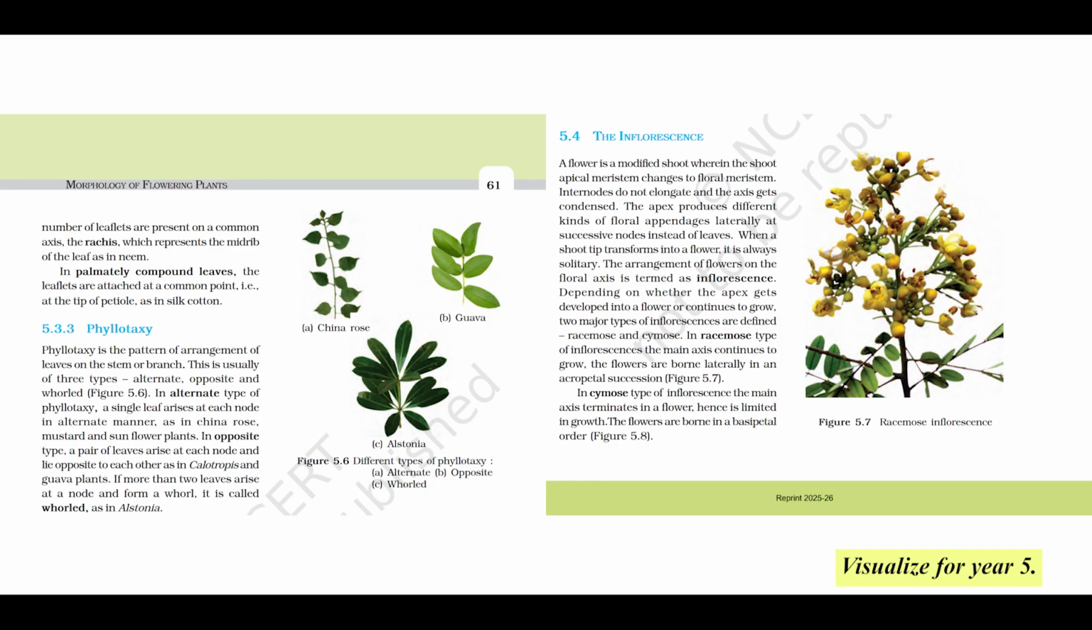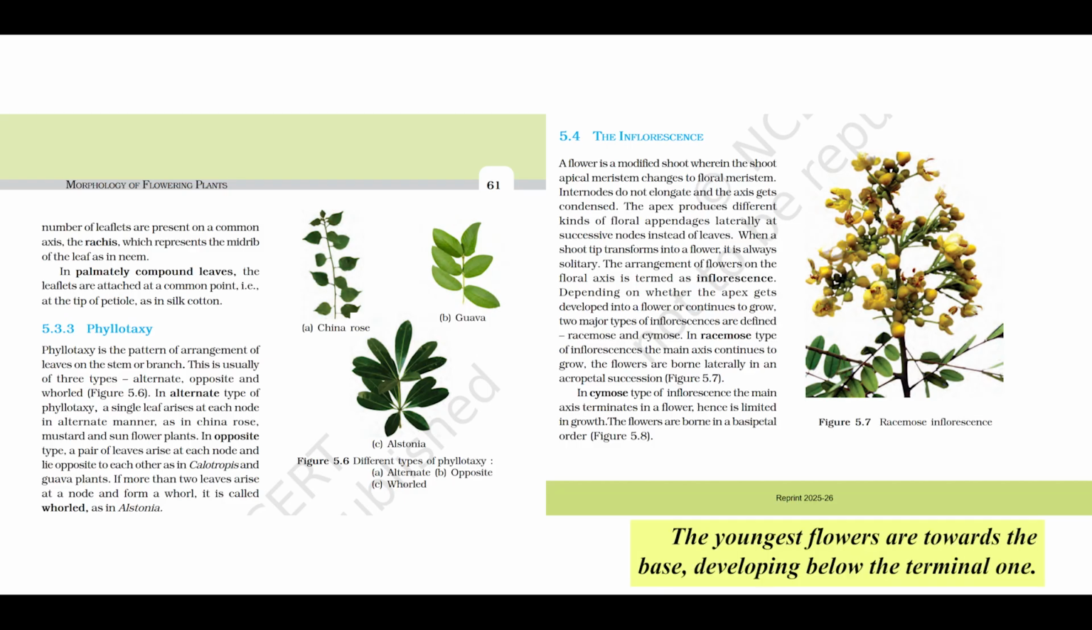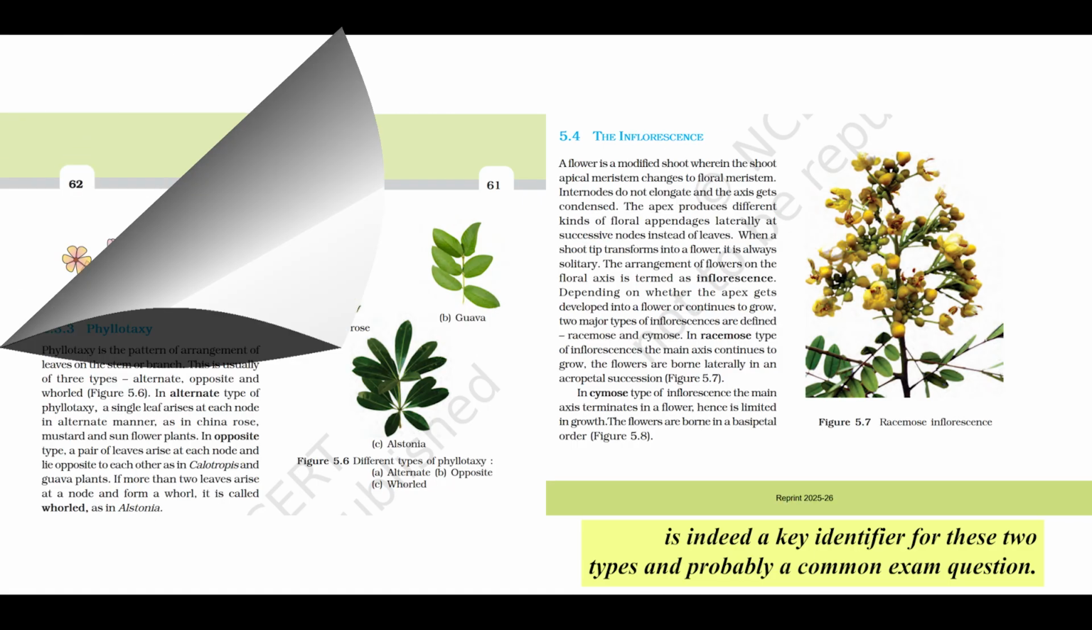Visualize figure 5.8. You'll see a prominent mature flower at the very top with newer, younger flowers branching out from below it. For your exam preparation, think B for basipetal and B for base. The youngest flowers are towards the base, developing below the terminal one. Cymose: axis ends in a flower, oldest flower at the apex, younger ones below. Basipetal. Got it. That distinction between acropetal and basipetal succession is indeed a key identifier for these two types, and probably a common exam question.